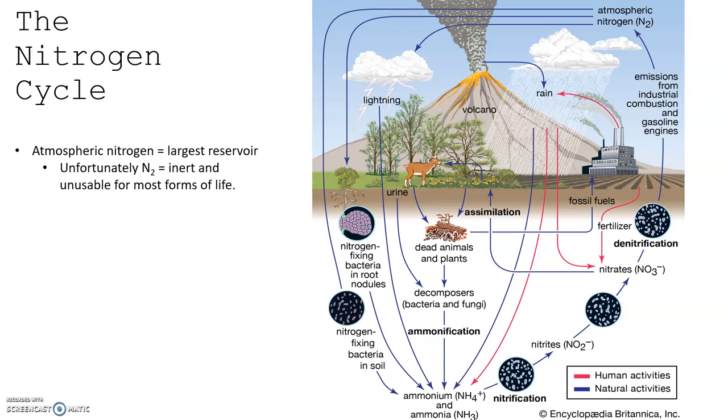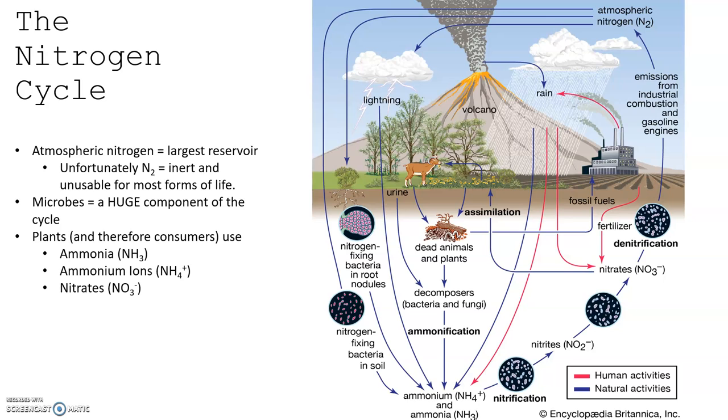The nitrogen cycle: atmospheric nitrogen is the largest reservoir, but unfortunately, that N2 is inert and not usable for most forms of life. The thing that I want you to take away from that is that microbes or bacteria are a huge component of the cycle. It's the only cycle that involves having bacteria as a component. Plants, and therefore consumers, use the nitrogen in the form of ammonia, ammonium, or nitrates. And lightning plays an important role in fixing nitrogen too.